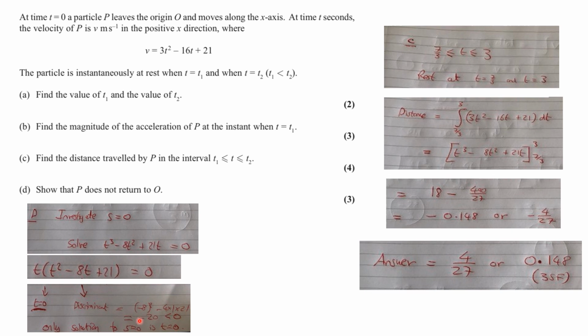So we get a negative discriminant, and therefore just give a wordy conclusion. Therefore, the only solution to s is 0 is t is 0, which has answered the question. We had to prove it did not return to 0, and we've now proven that. We've proven that because the only solution s is 0 is right at the beginning, i.e. there's no other value after t equals 0 where it's at the origin, and therefore it does not return to 0.